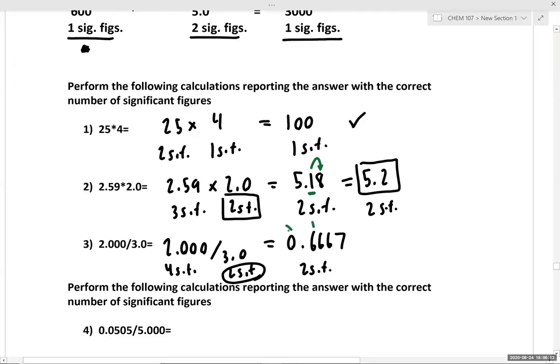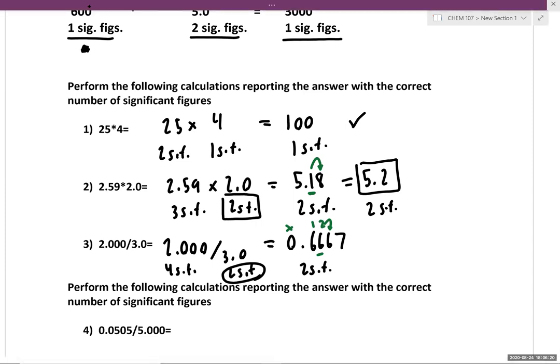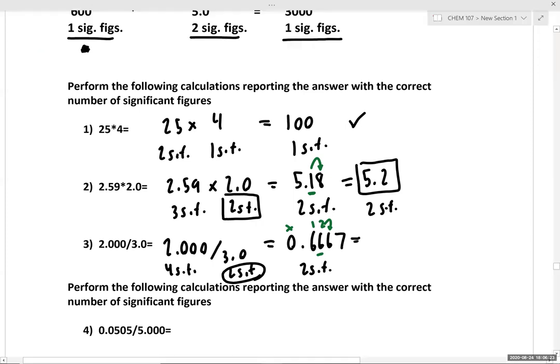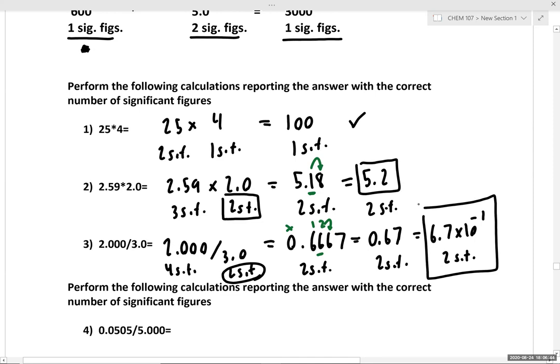Counting, we don't count our leading 0. We count to our second significant digit and we look one space to the right. Now we can clearly see 6 is greater than 5, so we round up to 0.67. This number has 2 sig figs, and we can also rewrite this in scientific notation for clarity as 6.7 times 10 to the negative first. And we can clearly see that this number has 2 significant figures as required from our multiplication rules.